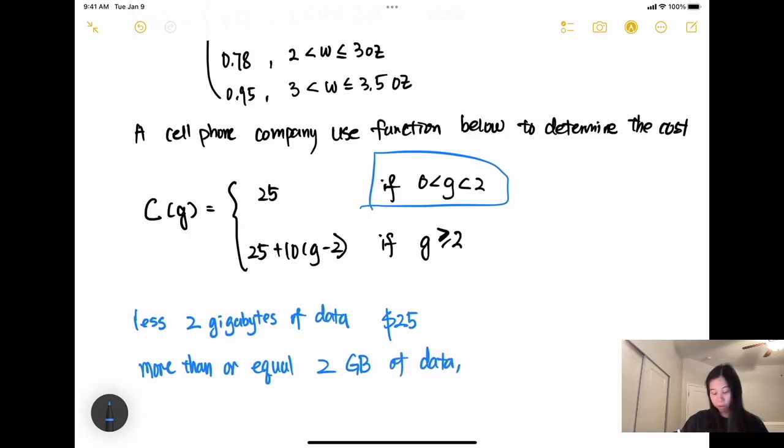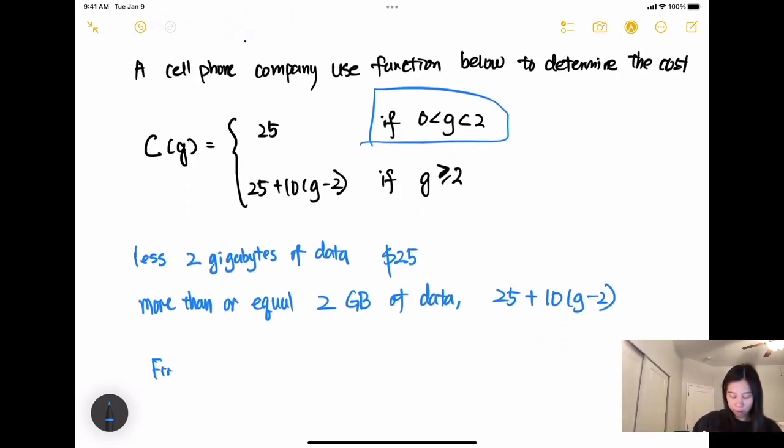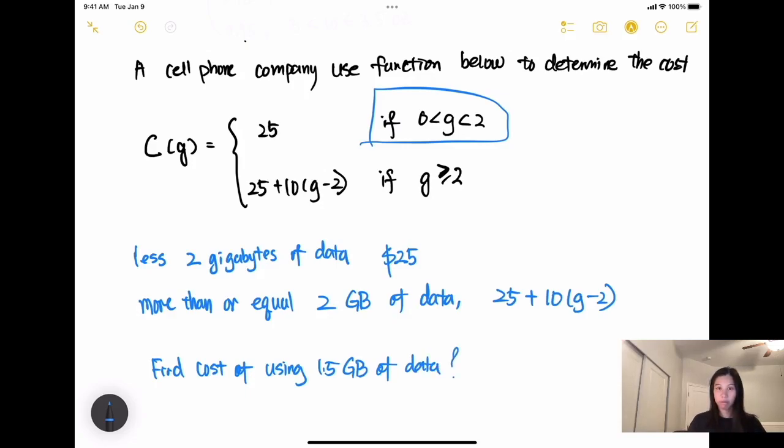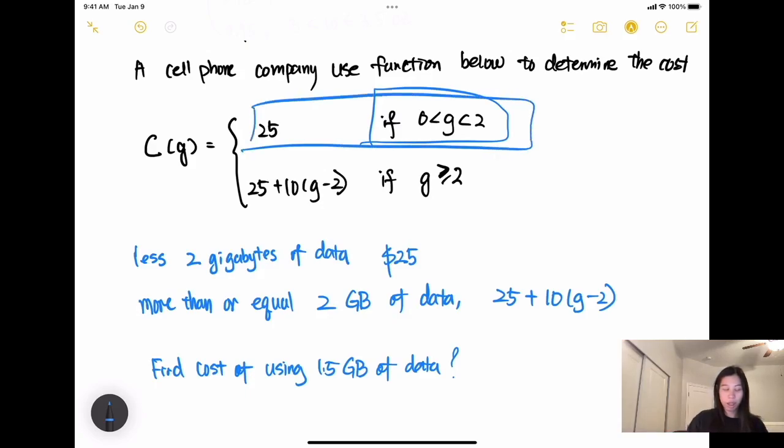they're going to charge you what? $25 plus 10 times (G minus 2). So let's say I use 1.5. Let's find the cost of using 1.5 gigabytes of data. What would be the cost? Well, it's less than 2, so I need to use the first formula, right? So the cost would be $25.